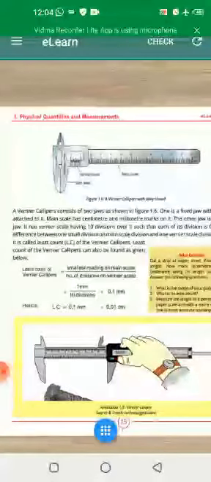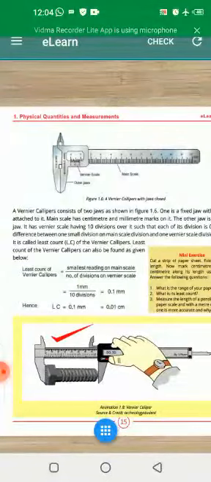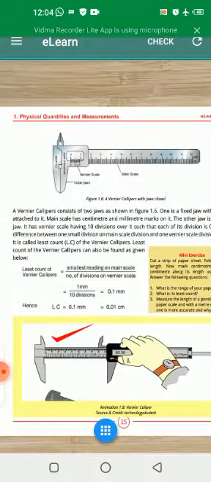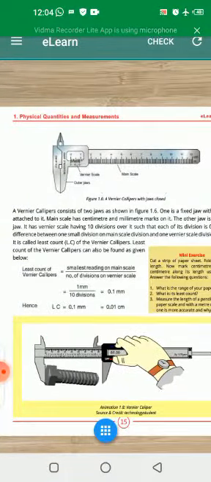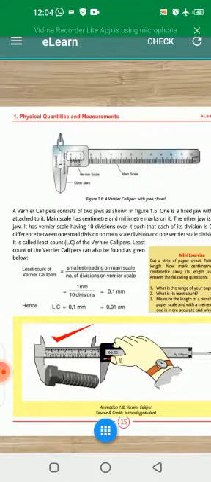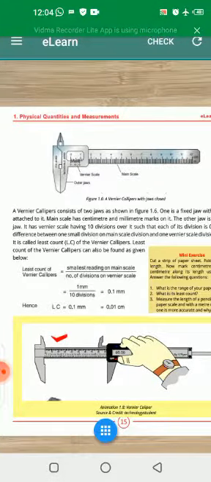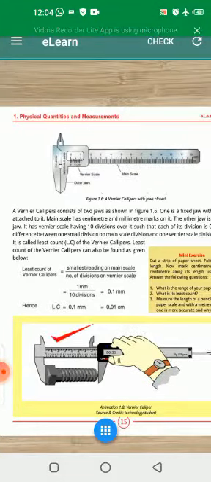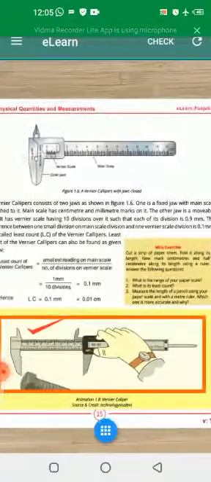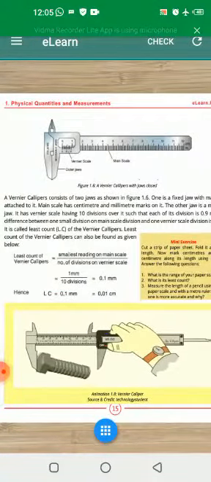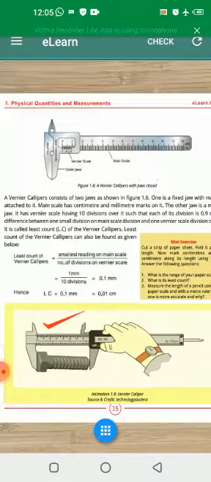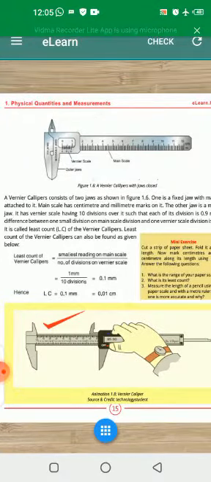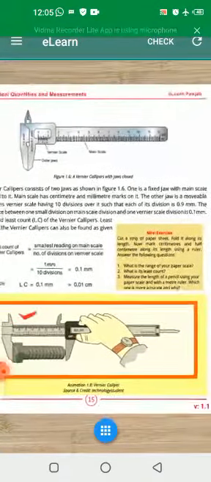Vernier caliper consists of two jaws. Number one jaw is fixed with the main scale, and number two jaw is movable. As you can see in the picture, it has two scales. One is the main scale and number two is the vernier scale. The vernier scale has 10 divisions over it, such that each of its divisions is 0.9 millimeter.